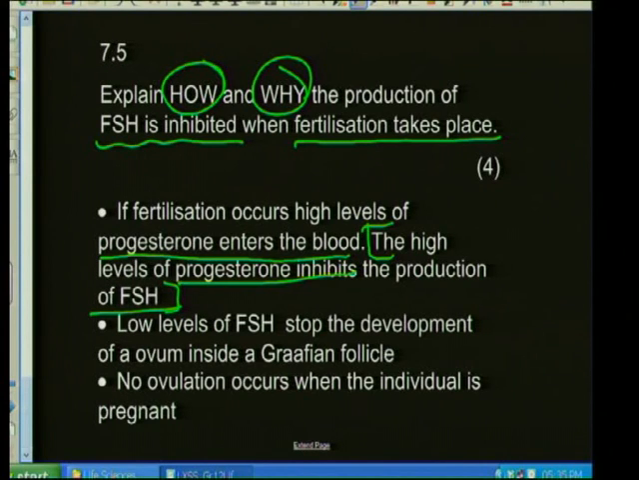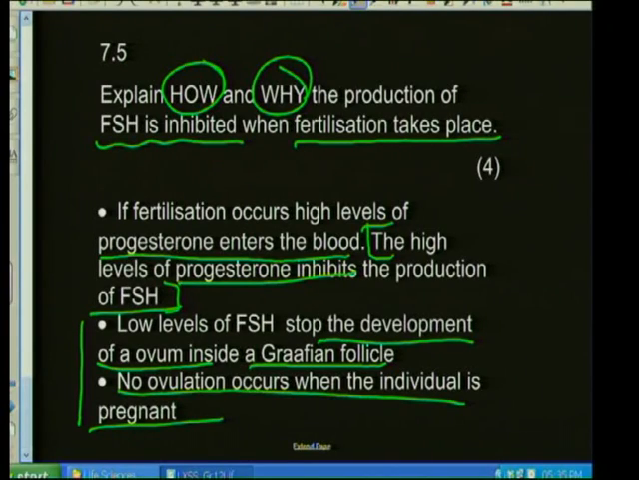And now the why. Why is it happening? Because low levels of FSH stop development of an ovum inside a Graafian follicle. Why is this? We already have an egg and the woman is pregnant. Why must we get another egg already? Because this would be wasteful. So that's why no ovulation occurs when the individual is pregnant. She's not going to waste eggs, and it's going to cause complications. If that other egg gets fertilized, where is it going to be implanted? There's already one implanted in the body of the female.